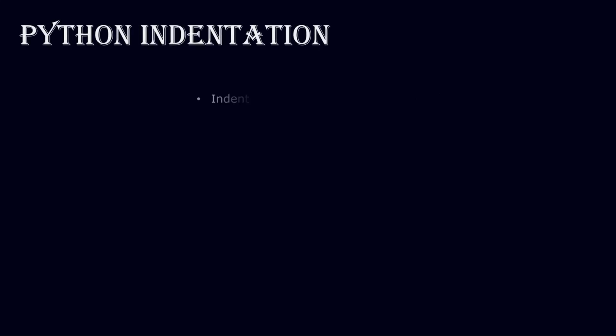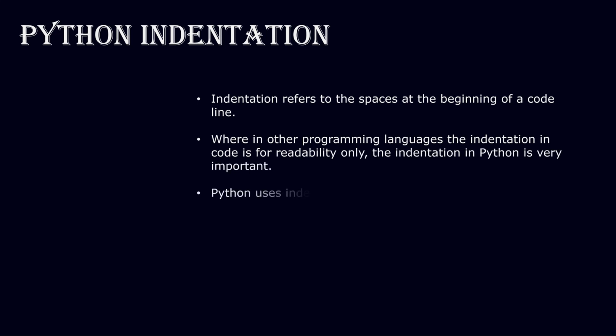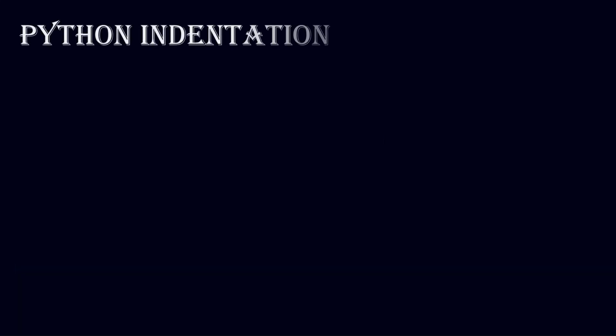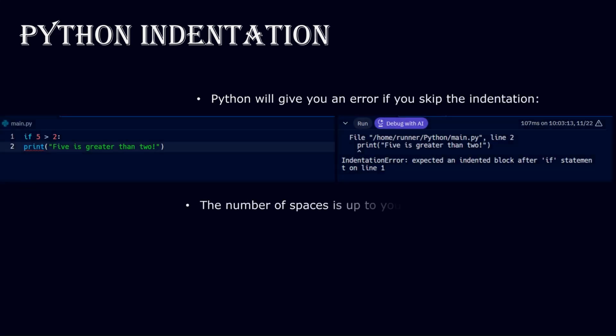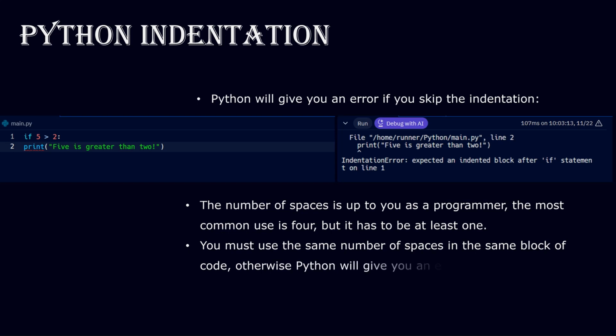Python indentation refers to the spaces at the beginning of a code line. In other programming languages, indentation in code is for readability only. The indentation in Python is very important. Python uses indentation to indicate a block of code. Python will give you an error if you skip the indentation. The number of spaces is up to you as a programmer. The most common use is 4, but it has to be at least one. You must use the same number of spaces in the same block of code, otherwise Python will give you an error.